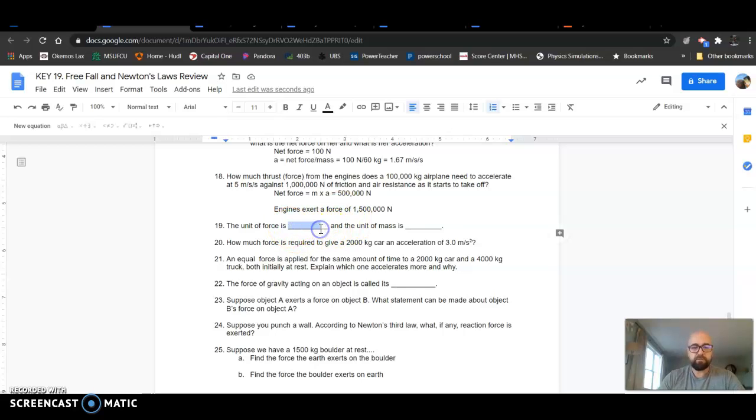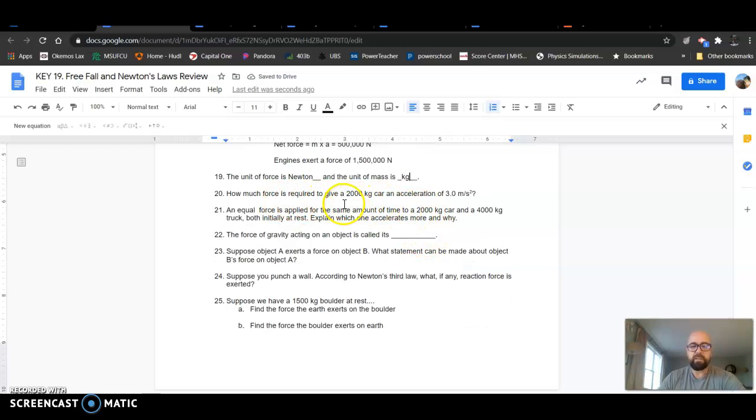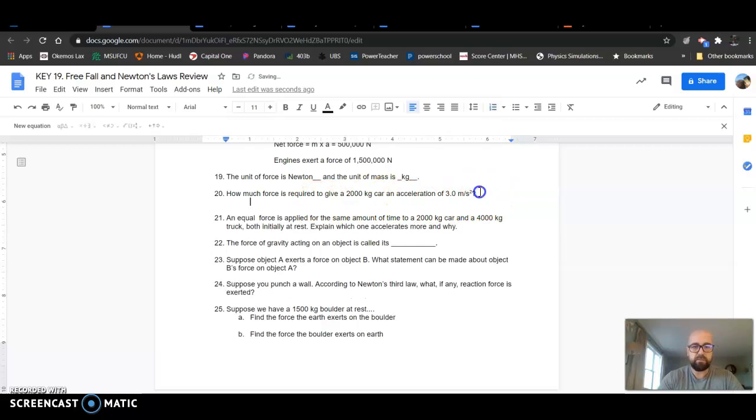The unit of force is the newton. The unit of mass, kilogram. How much force is required to give a 2,000 kilogram car an acceleration of 3 meters per second squared? So this is just Newton's second law. Net force equals mass times acceleration. So 2,000 times 3, 6,000 newtons.